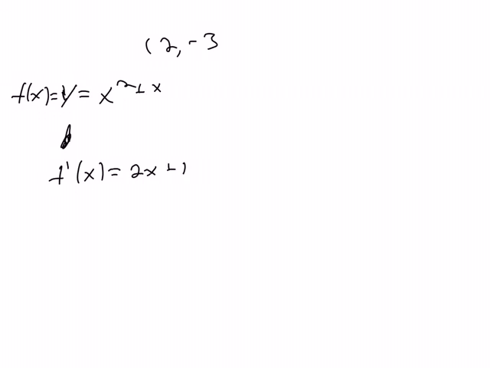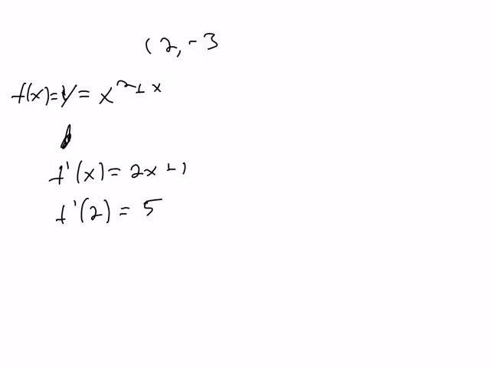Next problem. I'm going to do problem 80. Find equations of both lines through the point (2, negative 3) that are tangent to the parabola y equals x squared plus x. So let's take f of x to equal this. f prime of x is going to equal 2x plus 1. f prime of 2 is going to be 5.